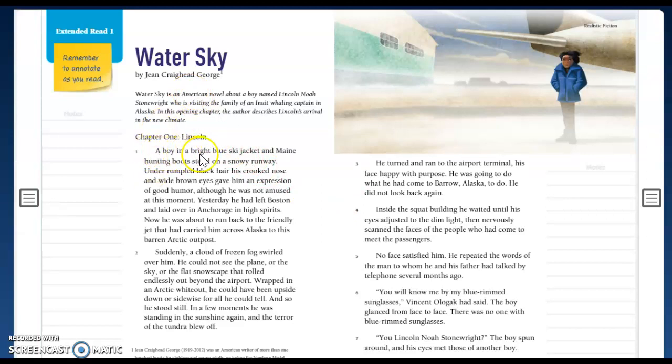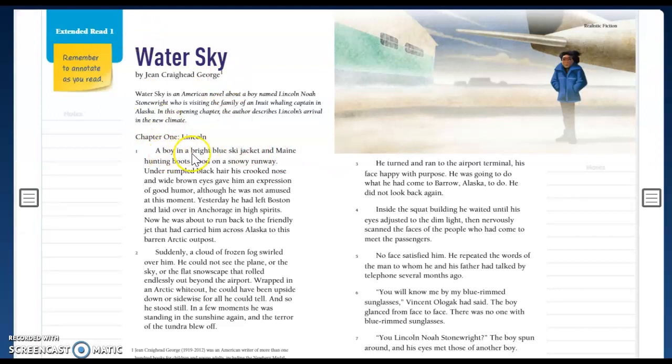It says, "A boy in a bright blue ski jacket and Maine hunting boots stood on a snowy runway." So right away, I have found an example of a character that fits with the genre of realistic fiction. He's a boy, and he's wearing a blue ski jacket and Maine hunting boots on a snowy runway. These are all things that I know I can find in real life, and I can also tell that this sentence matches this illustration. So I'm going to put this example in our slide.